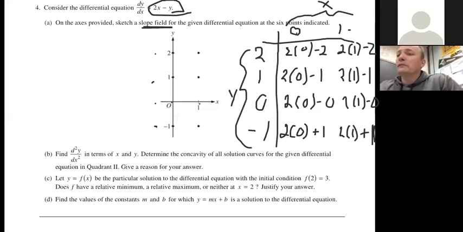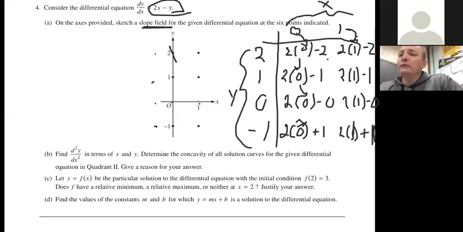Since this x is 0, I'm sticking 0 in for all of these coming down this way. And then over here, I'm sticking 1 in for all the 1s coming down this way. And then the y's, I'm sticking in for the y in the problem here. So 2 times 0 minus 2. That means that at the ordered pair 0, 2, I have a slope of -2. So I want to put a slope of -2 right there.